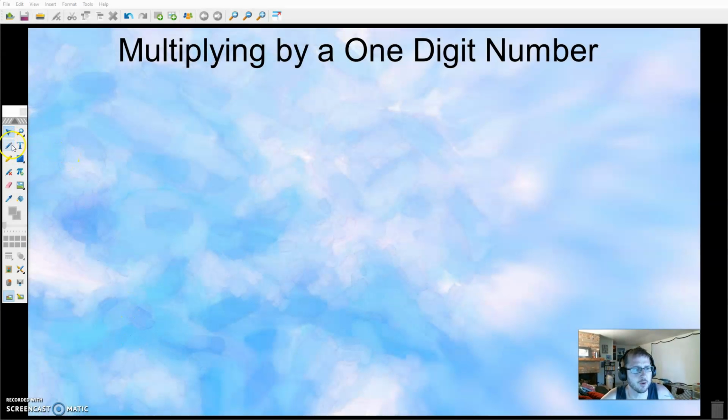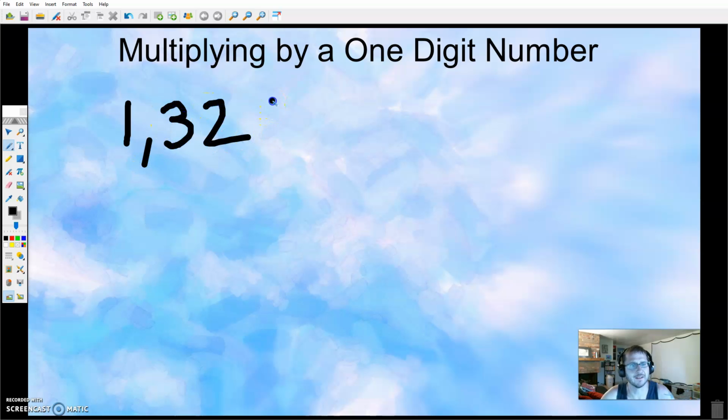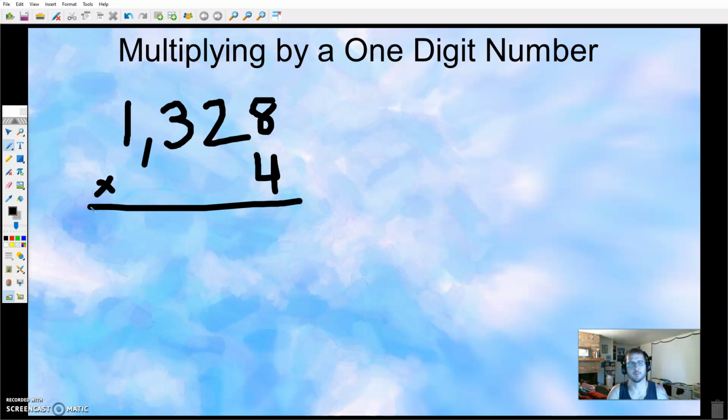Okay, so when we're talking about multiplying by a one-digit number, we're talking about multiplying a multi-digit number, say 1,328. Yes, I realize that's a four-digit number, but we're going to multiply that, keyword there, by a one-digit number. So we need to be able to multiply 1,328 by 4. There are several different ways we can do this.